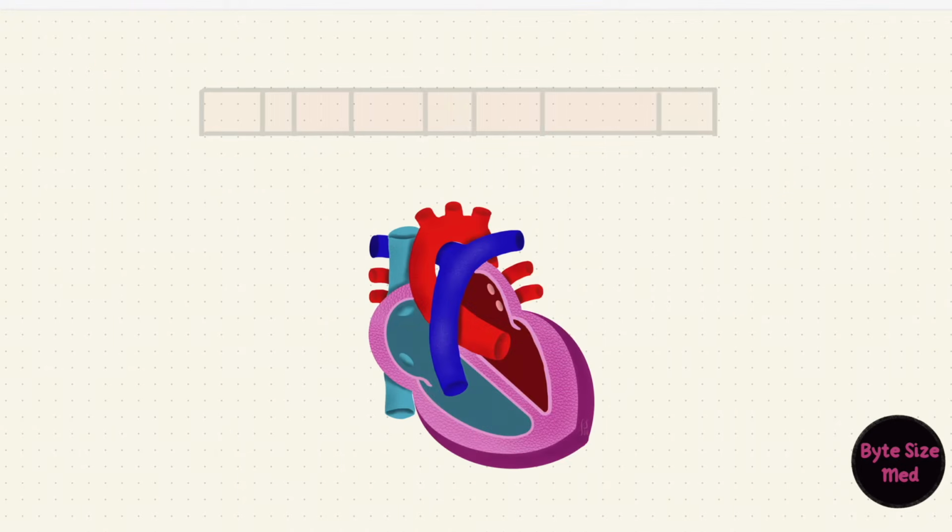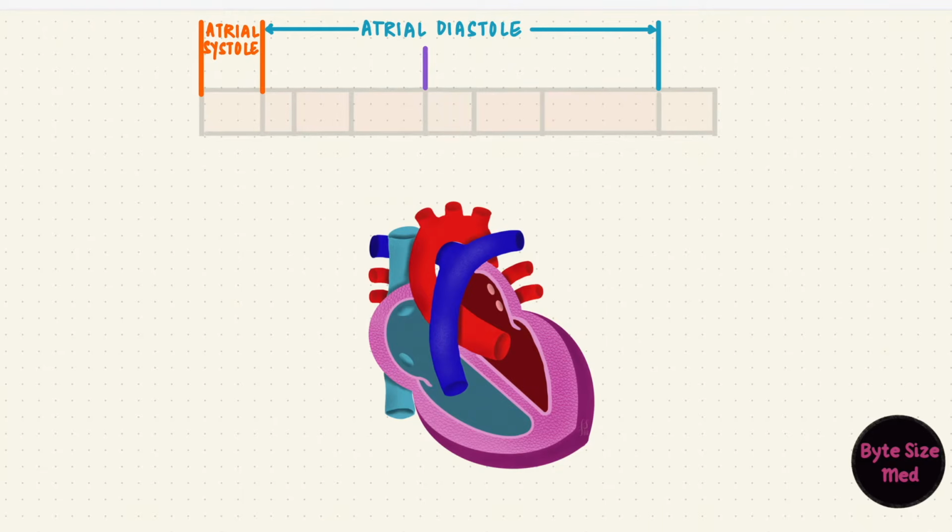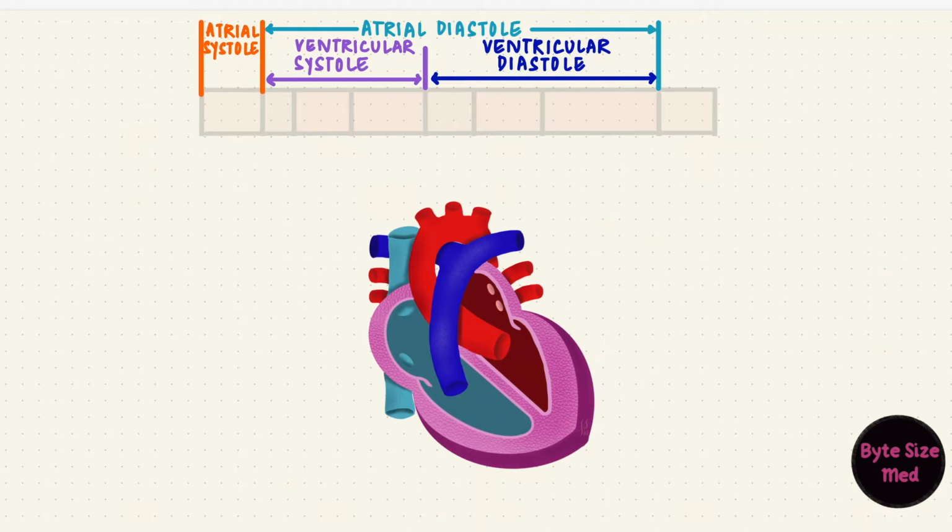If we start with atrial systole, that lasts for a very short duration. It's followed by atrial diastole. The ventricular systole starts after atrial systole and it's longer. It's then followed by ventricular diastole. That's one cardiac cycle and it's going to repeat. So the phases overlap between the chambers.